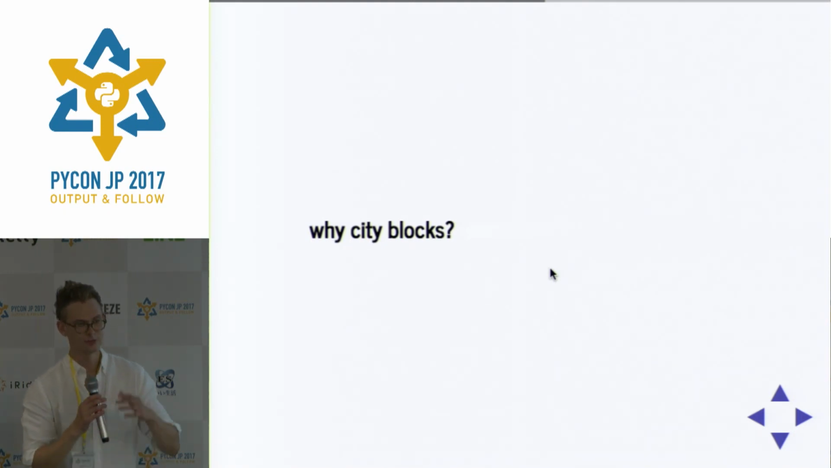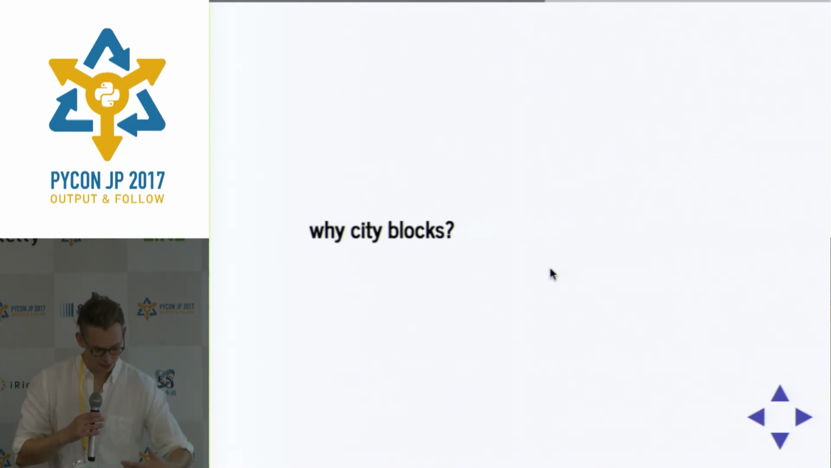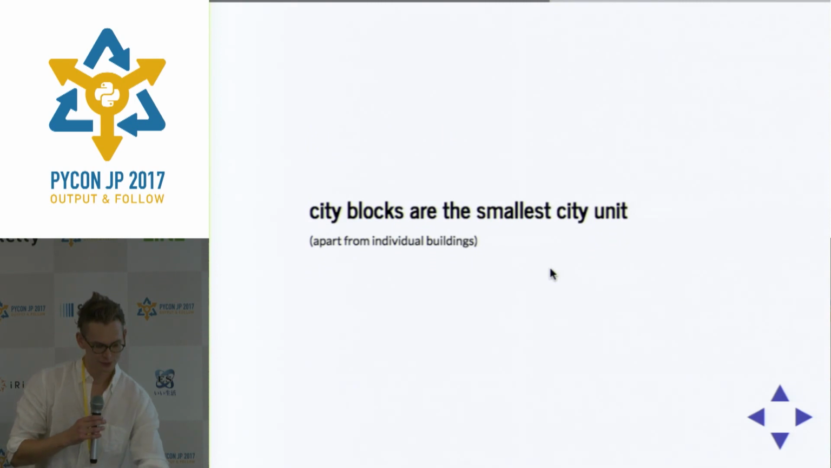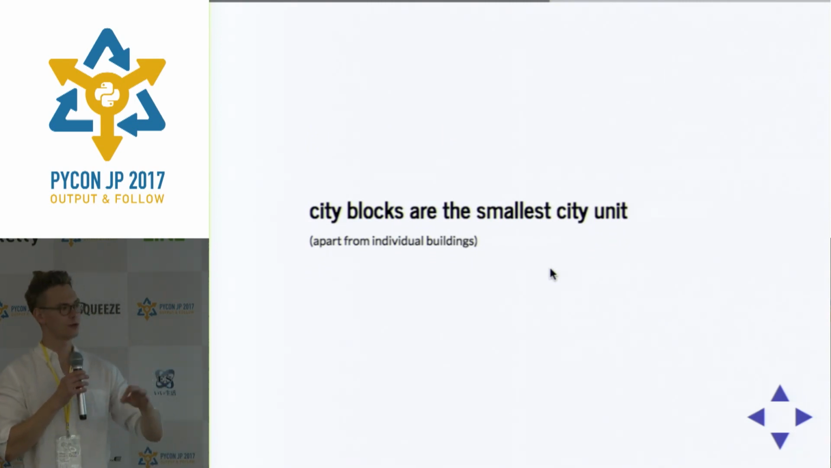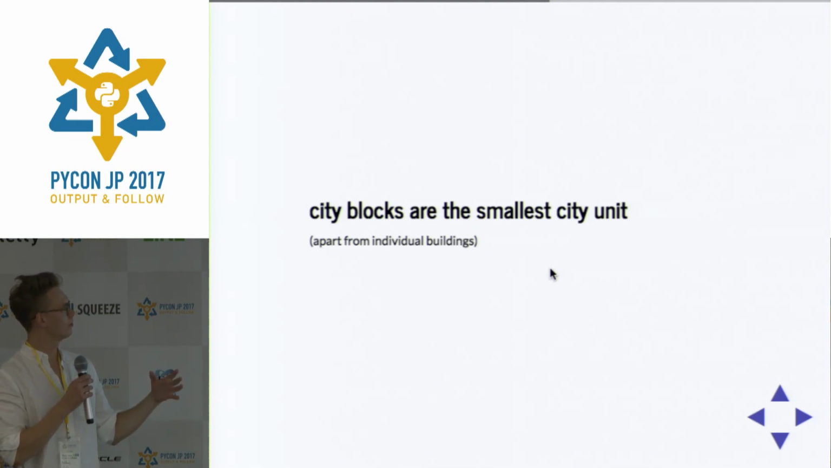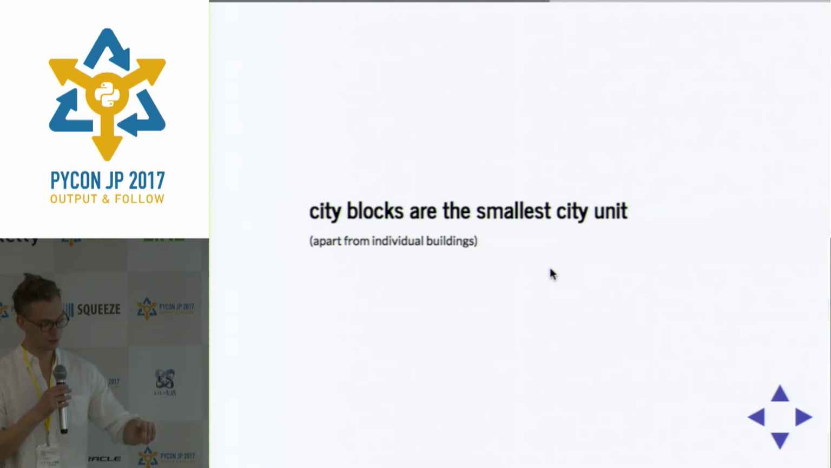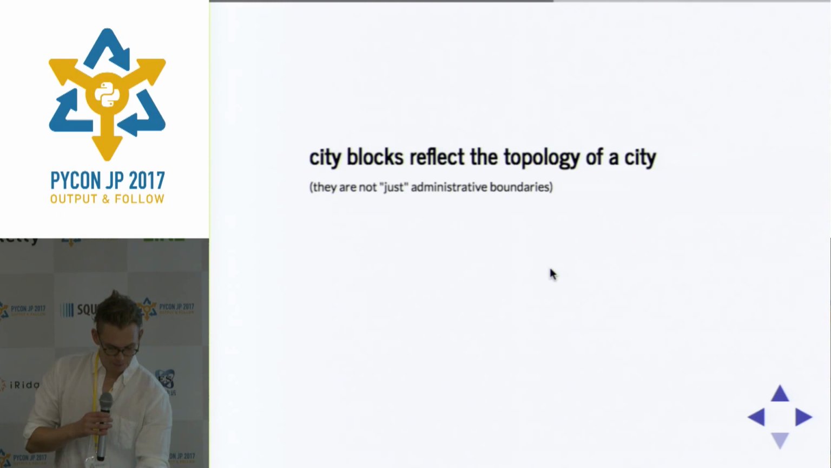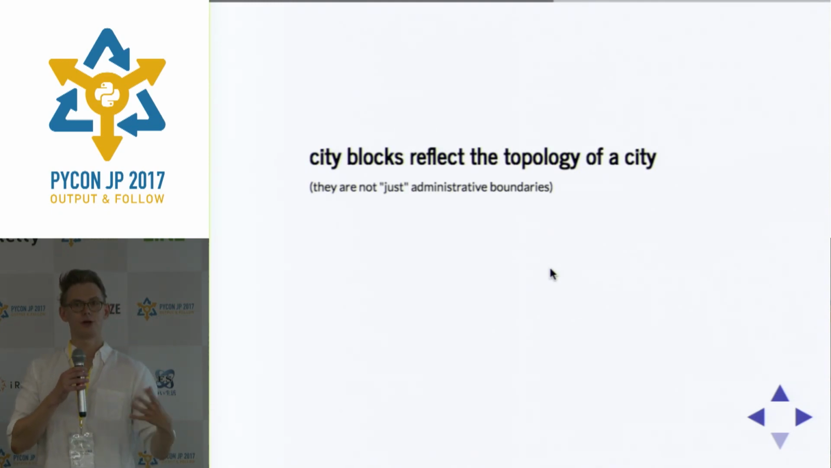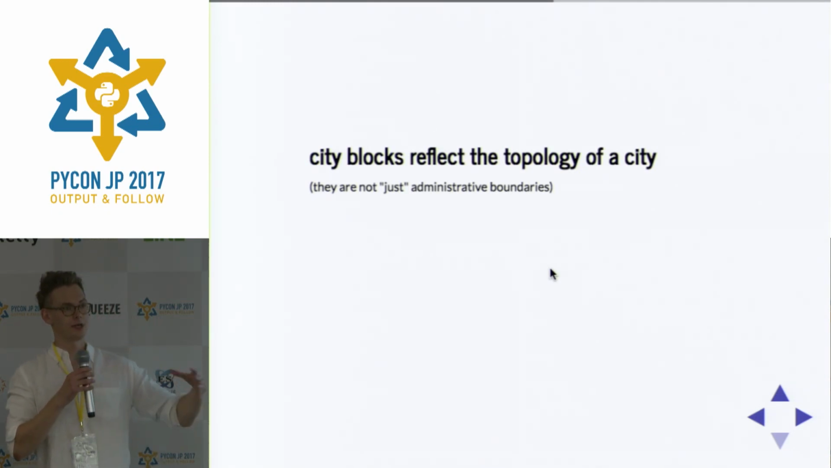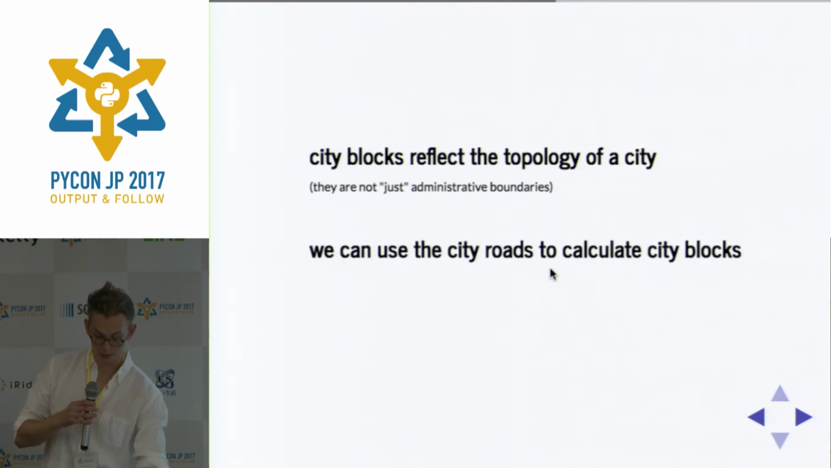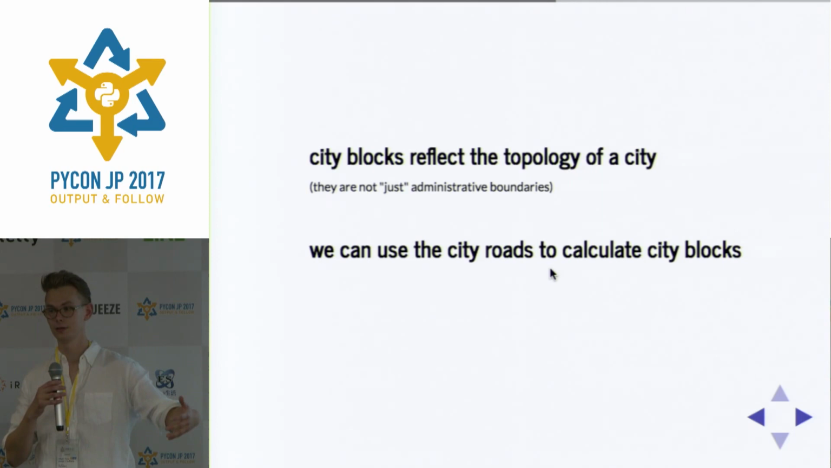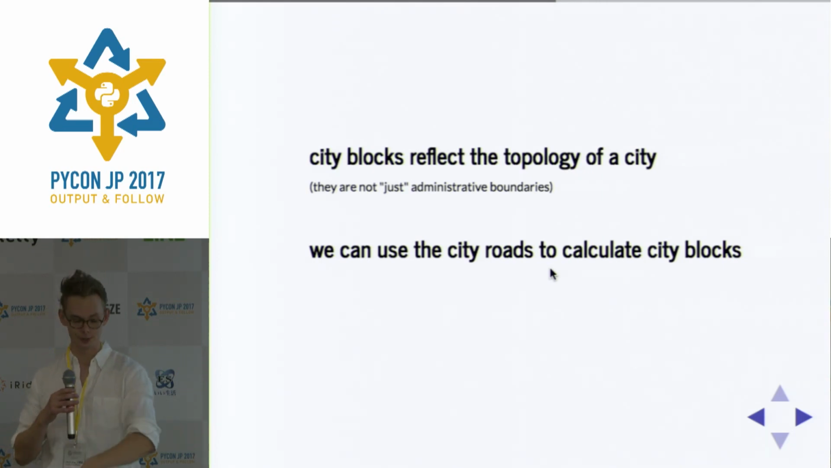I'm going to argue a bit why I think city blocks are nice. Well, first of all, they're kind of the smallest unit in the city. You can't really go lower than that, apart from maybe building footprints. But they also really reflect the topology of a city because they are defined by the actual street network. Which also means that if we can get the street network, we can use that to calculate the city blocks.